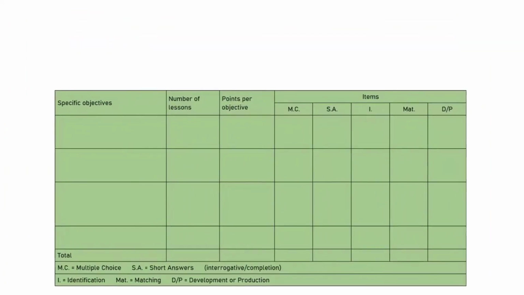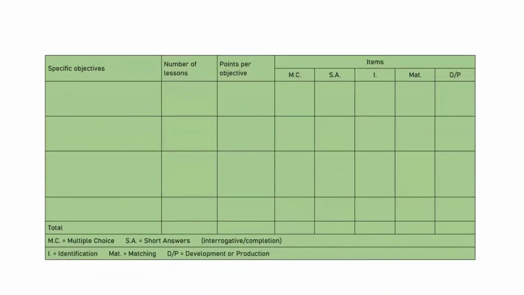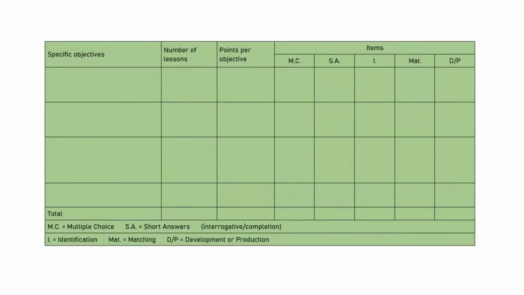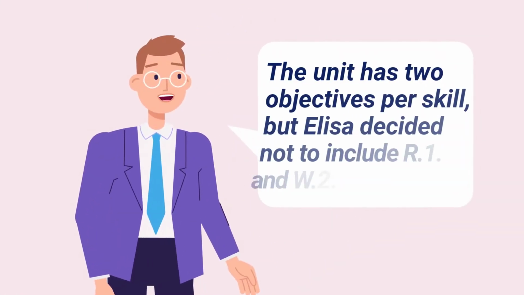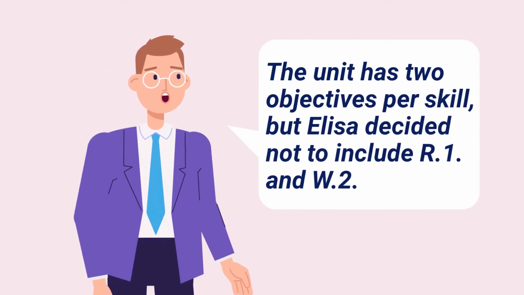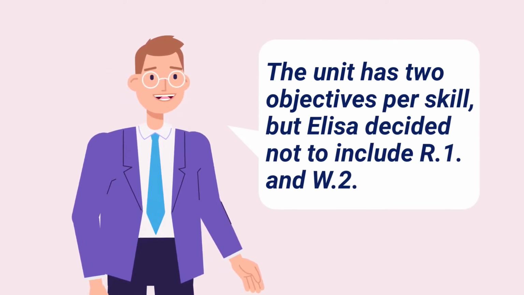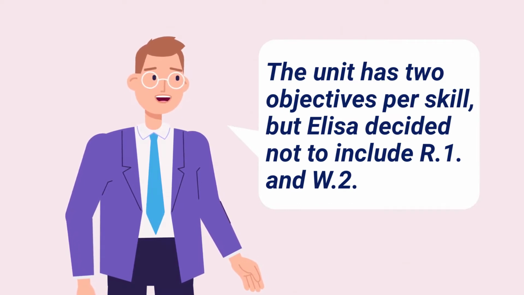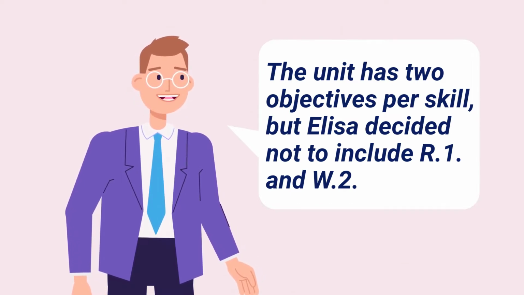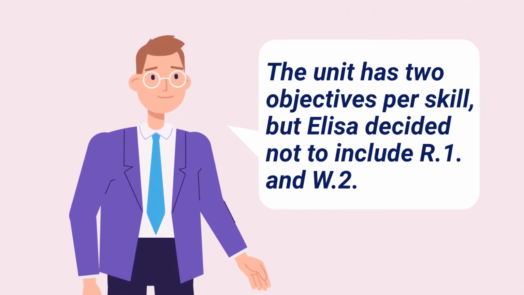Also note that for now, we will include just the letter and number of the objectives because, as we will see later, these still need to be turned into indicators of learning, which we will discuss in Step 2. Now, although the unit taken from the syllabus has 2 objectives per skill, Elisa decided to include only 1 for reading and writing. Accordingly, she decided not to include objectives R1 and W2.